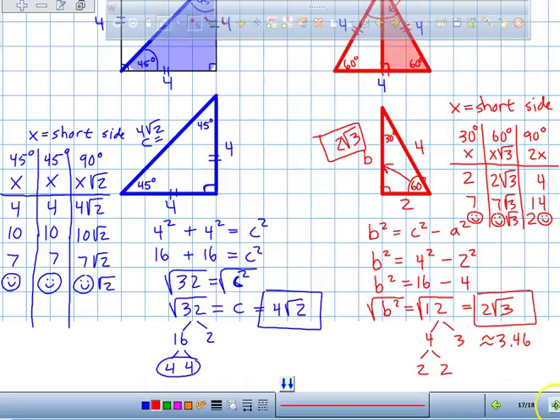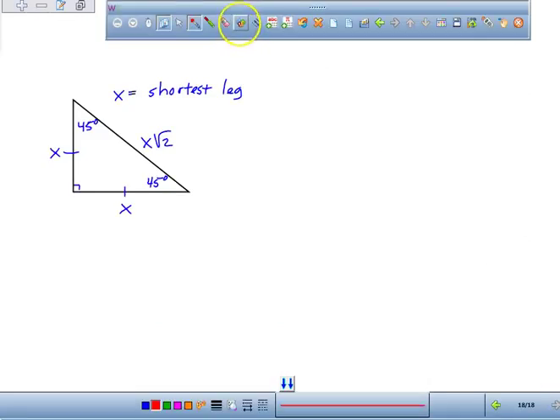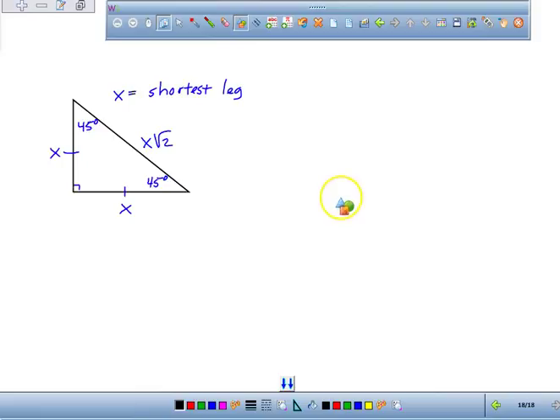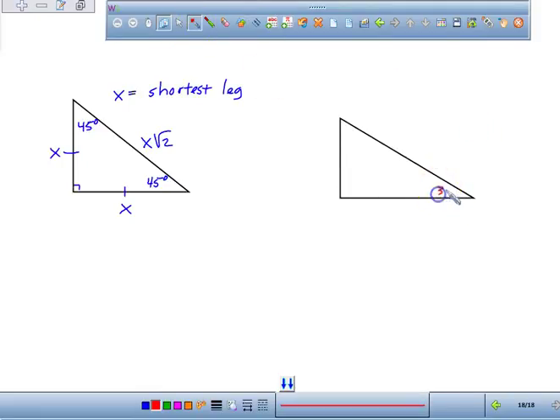Now listen up. We're going to go over here. This is what I want you to draw right now. The last thing I want you to draw in your journal is this right here. I want you to pretend that this is a 30-degree angle, this is a 60-degree angle, and that's a 90-degree angle. And what I'd like you to do is label this x, label this x radical 3, and label that 2x.